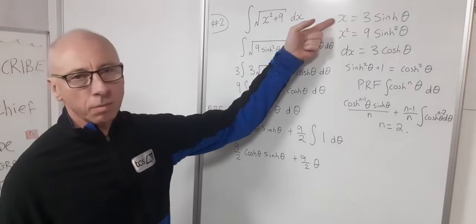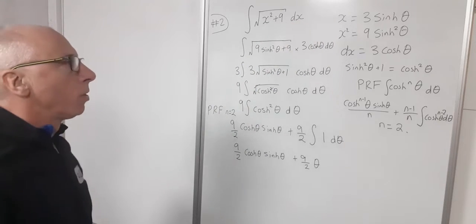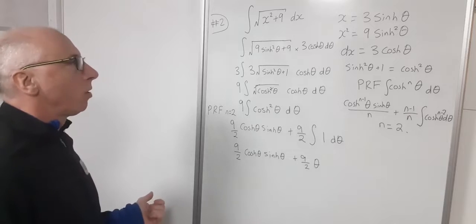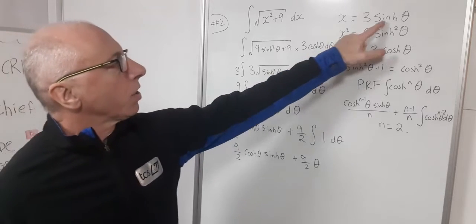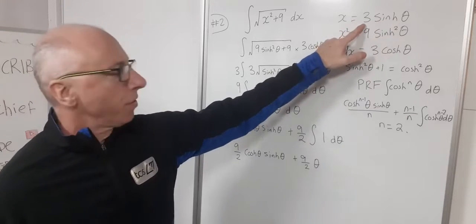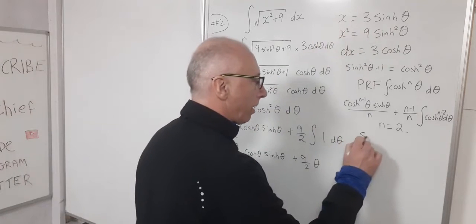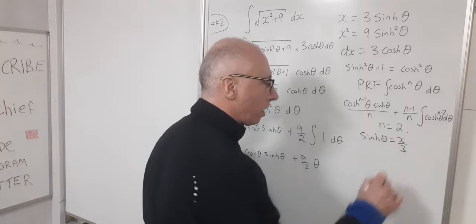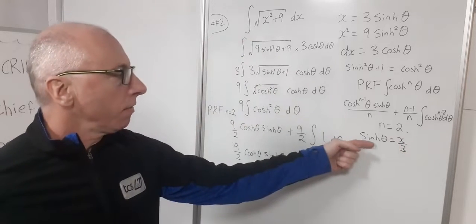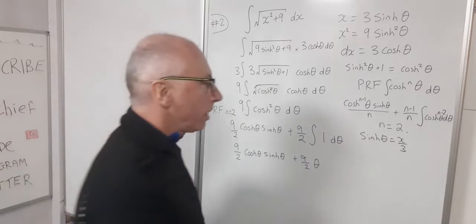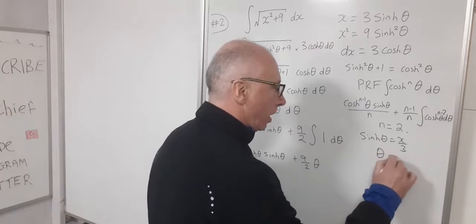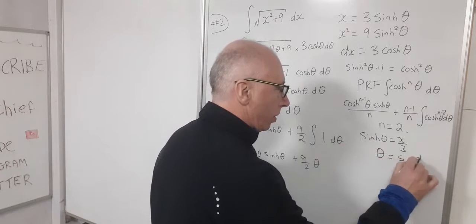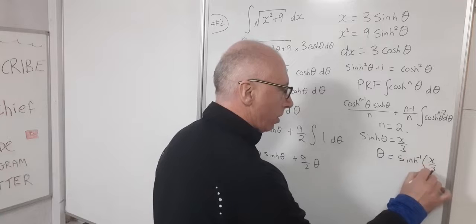I need to get it in terms of x. So what can we do here? Well, I've got sinh theta equals x over 3. So let's write that down there. So sinh of theta equals x over 3. So if I take the inverse sinh on both sides, I'll be left with theta equals inverse sinh of x over 3.